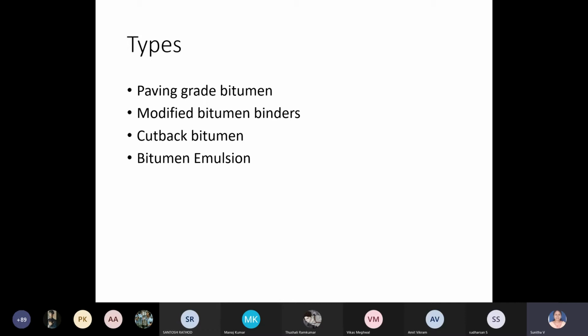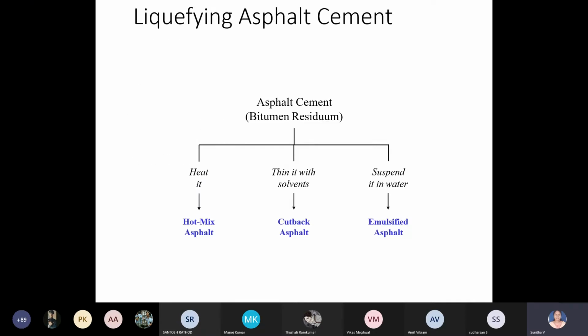If bitumen is mixed with solvents like kerosene, naphthalene or gas oil, then you get cutback bitumen, which is in a liquid state. Or bitumen emulsion: if you are mixing granules or small particles of bitumen in water, then it's called bitumen emulsion.